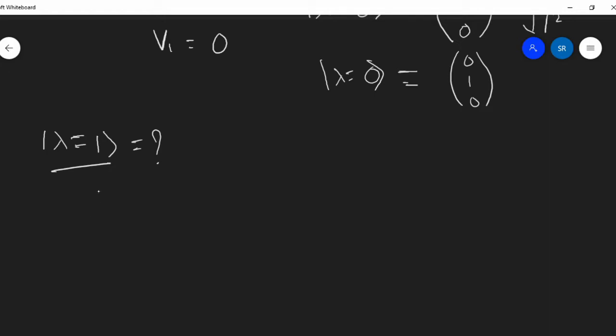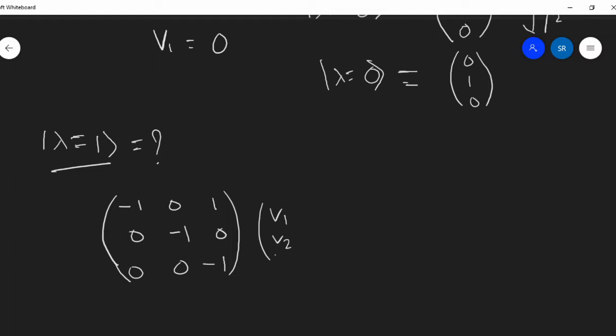Simple. Similar to the previous one, this is minus 1, this is 0, 1, 0, minus 1, 0, 0, 0, minus 1. Awesome. And we have v1, v2, and v3. And our null matrices.